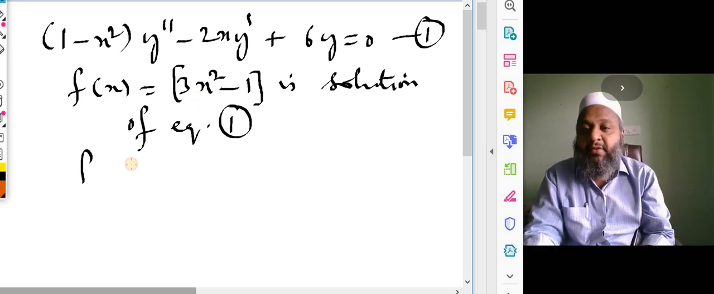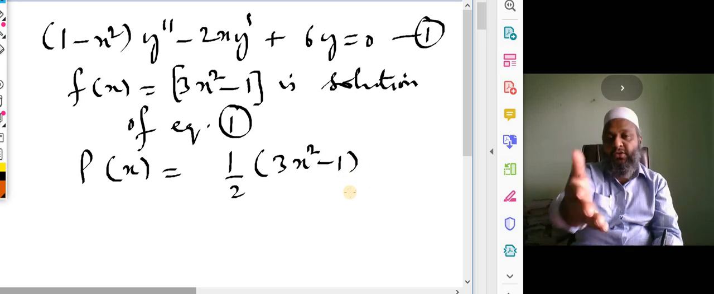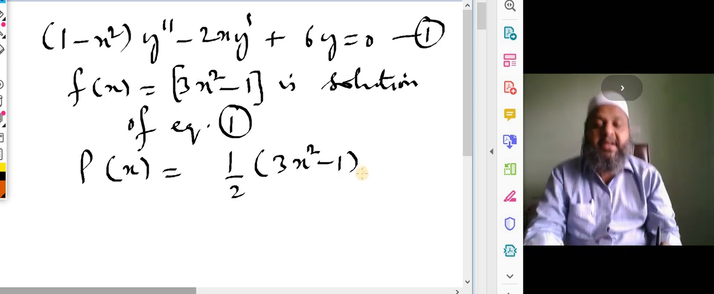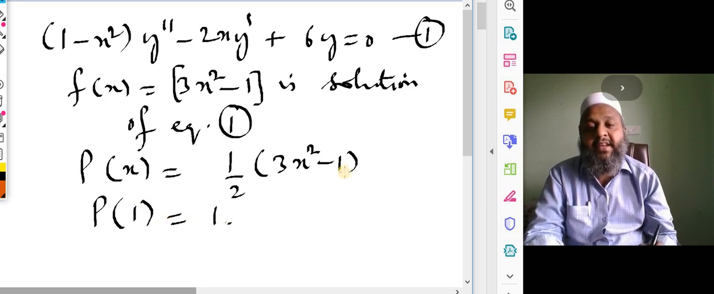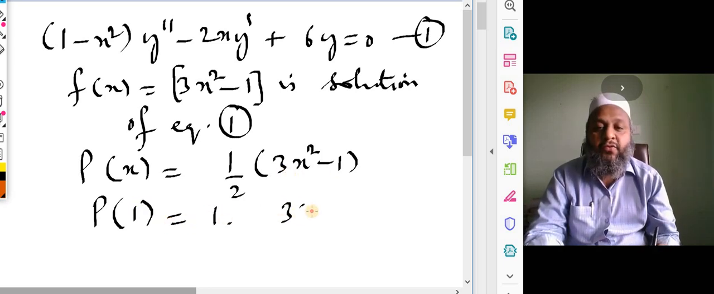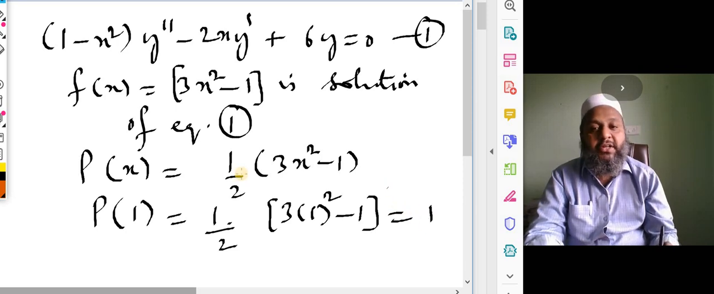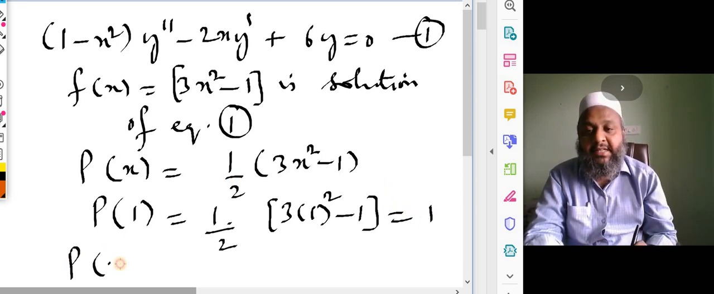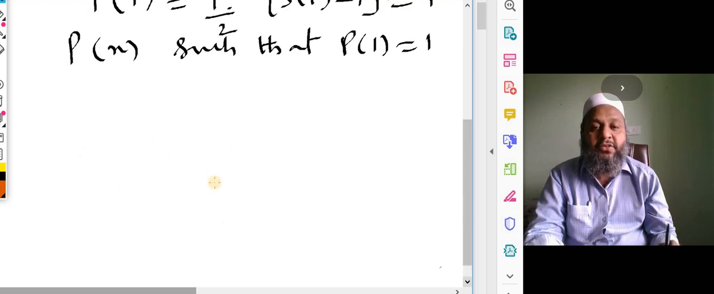But you see this polynomial p of x equal to 1 by 2 times 3x square minus 1. Of course it is going to become a solution, but the reason behind taking this is such that if we substitute 1, then we will be getting the value as 1. It's so simple. 3 into 1 square minus 1 is actually 2, and we are cancelling with 2, and we are going to get 1. So a polynomial p of x such that p of 1 is equal to 1, and it is a solution for Legendre's equation.